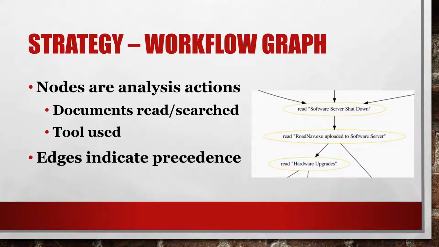To model workflow, we wanted to construct what we've been calling a workflow graph. Now, nodes in this graph are going to represent analysis actions, which could be anything from reading or searching for specific documents to using a visualization tool to get a better sense for the dataset in question. An example of an analysis action might be reading a document about software server shutdown. Edges between nodes represent precedence relationships in which one action needs to occur before another one can. In this example, edges in the graph indicate that reading the document roadnav.exe uploaded to software server needs to occur before reading about hardware upgrades.